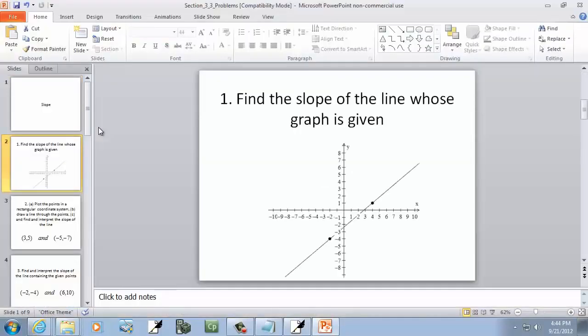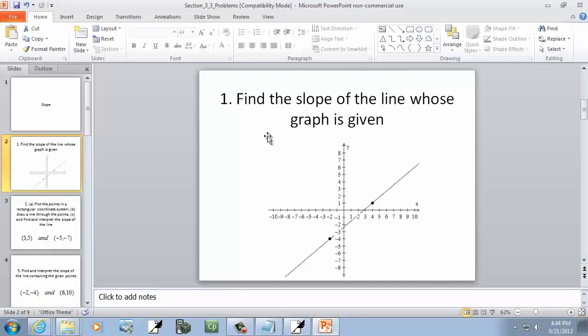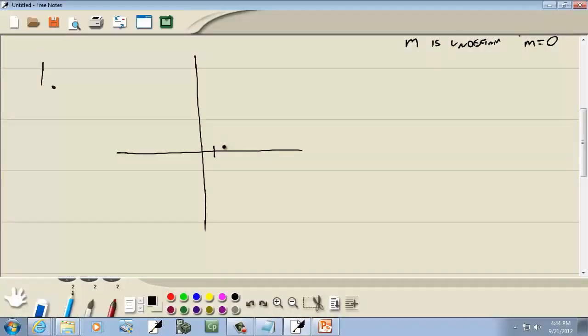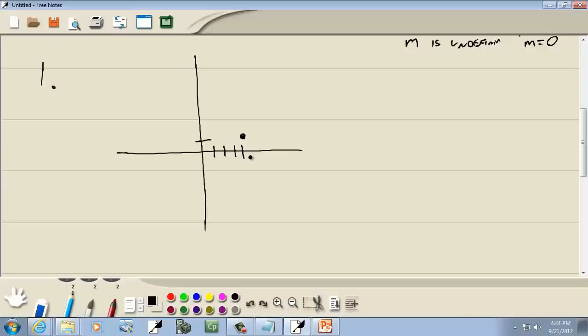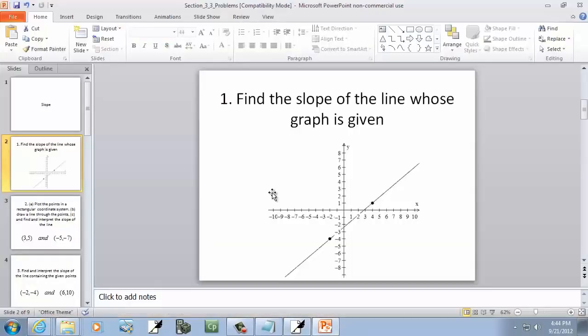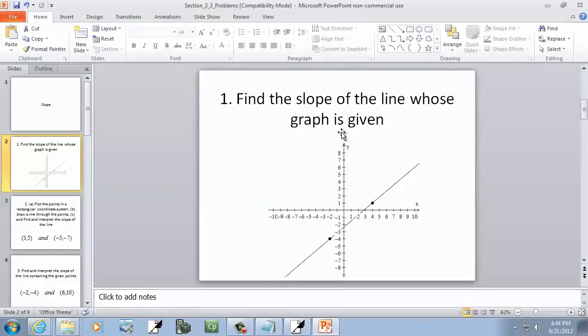Let's look at a problem. And this is at 4, -1. Right there. And then -2, -4. 1, 2, 3, 4. Like that. And lines through them. And it says, find the slope of the line whose graph is given.